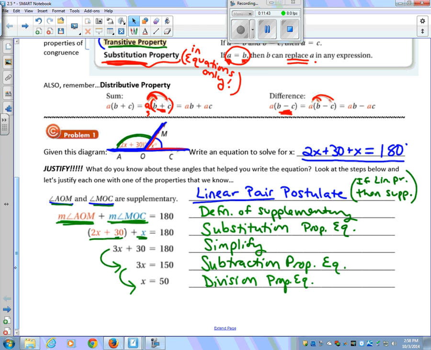So in every case, you're really just asking yourself, what is justifying the next step? How did I get from this step to this step? Well, it's because I knew that I could substitute. How did I get from this step to this step? Well, it's because I knew the definition of supplementary. So in every case, you're asking yourself, how did I get from one step to the next step?